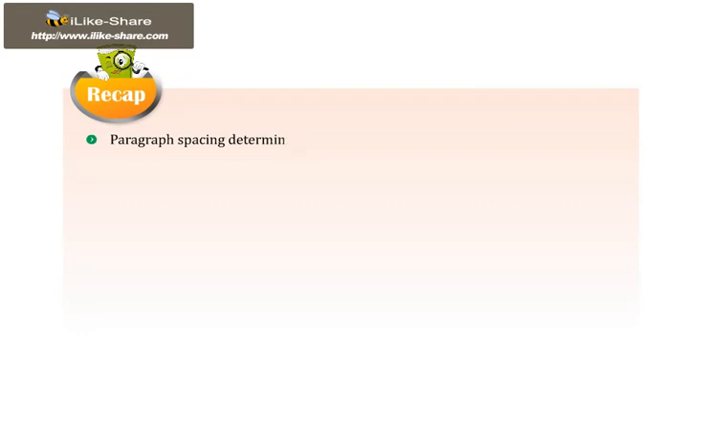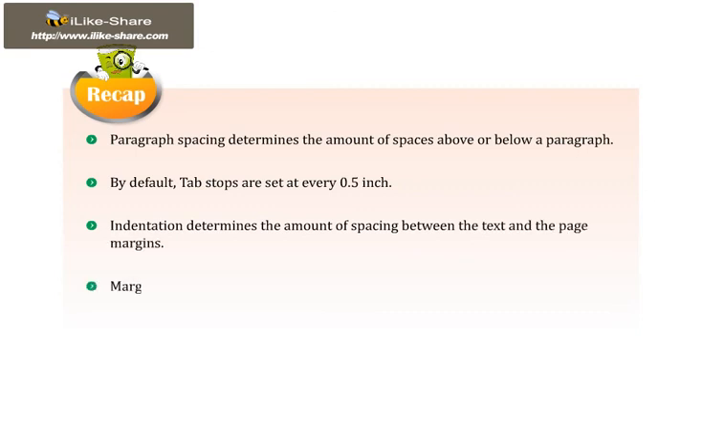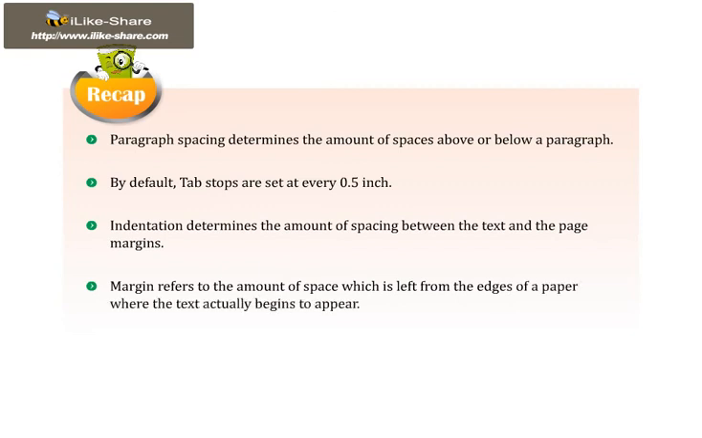Paragraph spacing determines the amount of space above or below a paragraph. By default, tab stops are set at every 0.5 inch. Indentation determines the amount of spacing between the text and the page margins. Margin refers to the amount of space which is left from the edges of a paper, where the text actually begins to appear. The page orientation is the property to set the printing direction of the text.